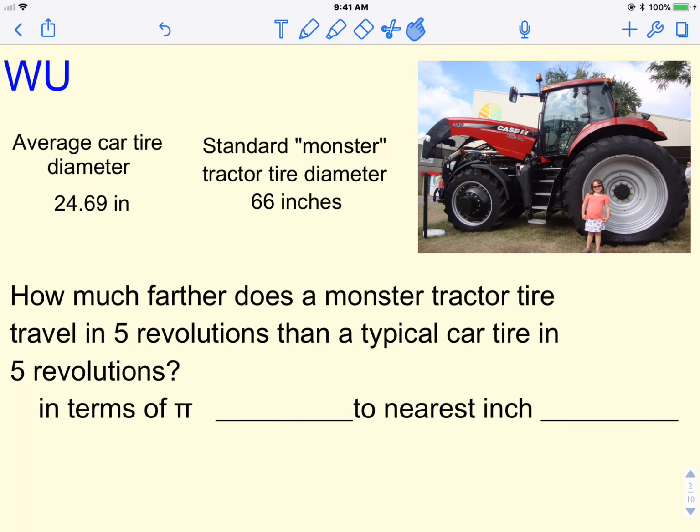So your warm-up question, please pause the video and work this out and show good math, noting what you're doing. How much farther would that monster tractor tire travel if it turned 5 full turns away from my daughter, versus if a standard car tire had rolled 5 full revolutions or turns away from her? How much farther would the tractor tire have traveled? So pause the video, calculate, annotate, and come back when you're ready to check.